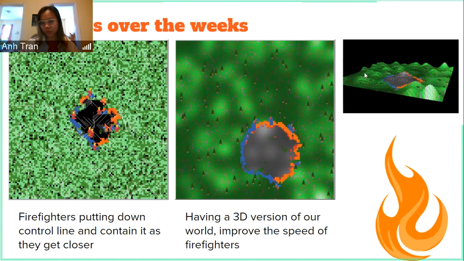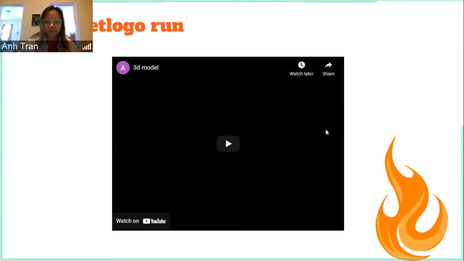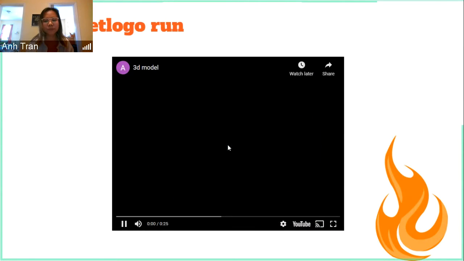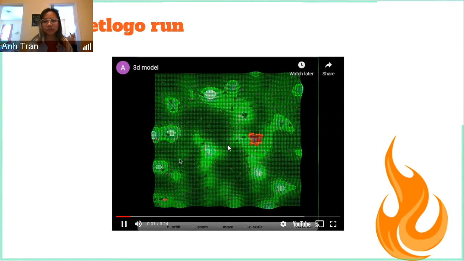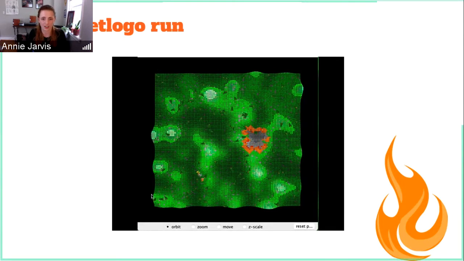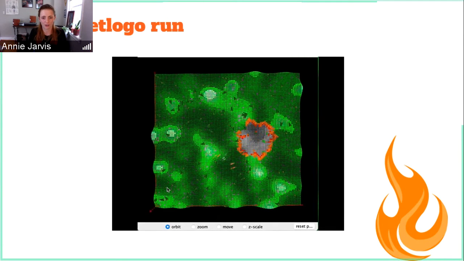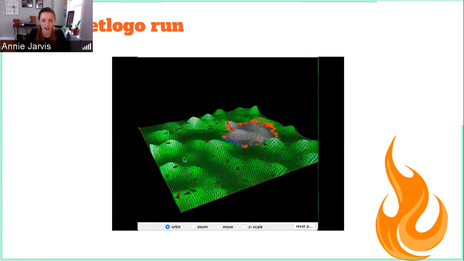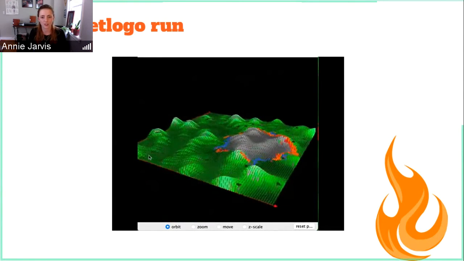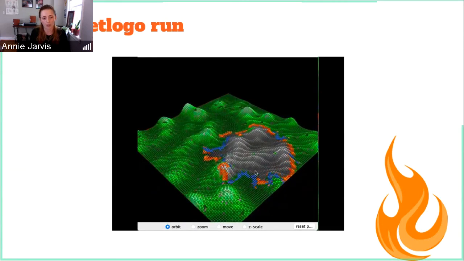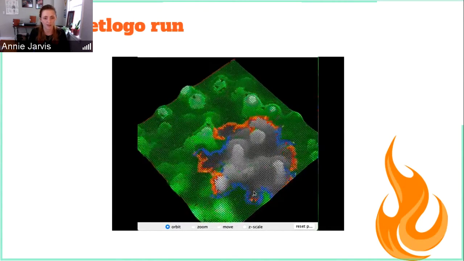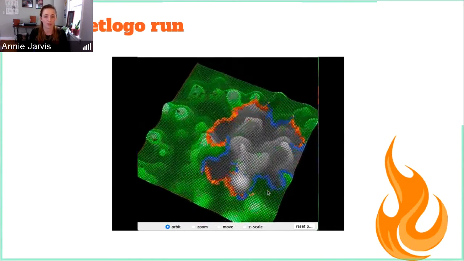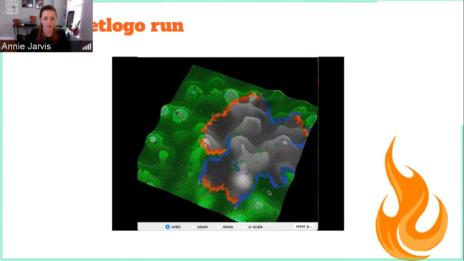And here's a little 3D moment to appreciate everything. And then this is our run. So here you can see our 3D version of our model officially running. You can see the firefighters running to the fire. It's not super easy to tell, but they actually go uphill slower, just like in real life, and the fire actually travels uphill faster, just like in real life.